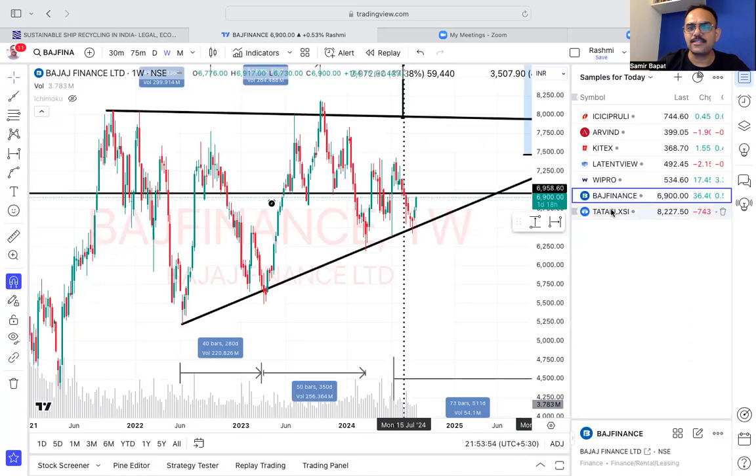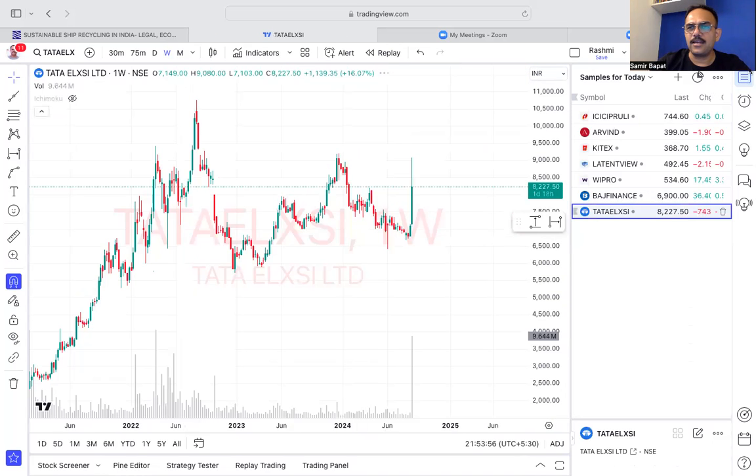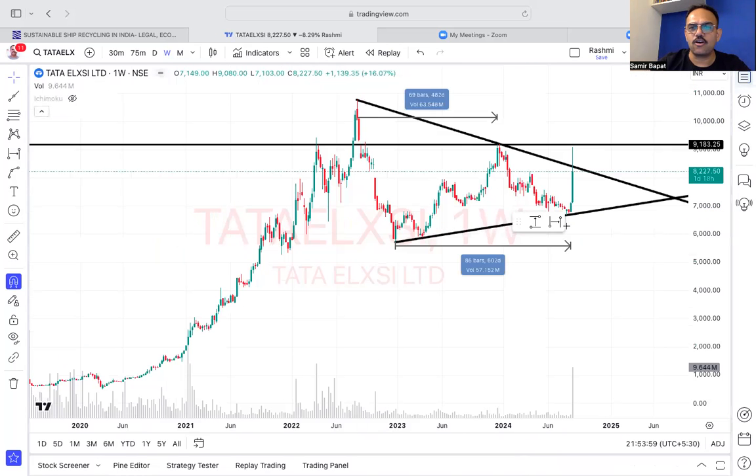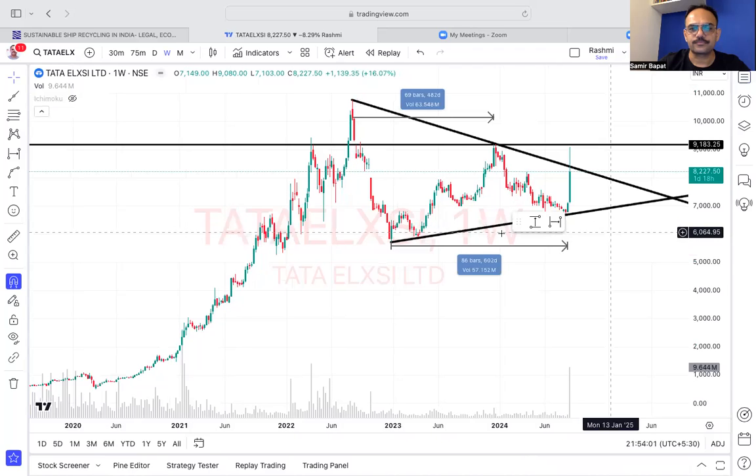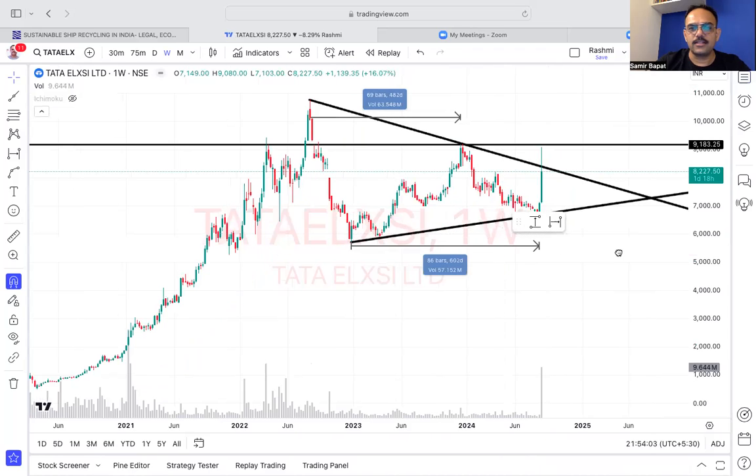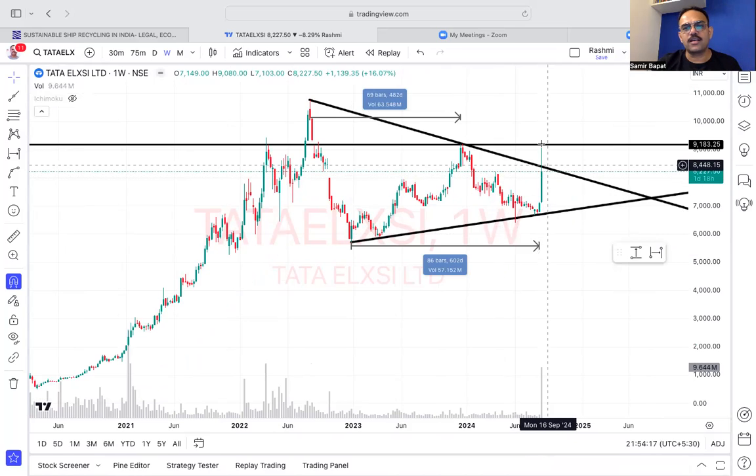Second is Tata Elxsi. Again, this is on a weekly basis. This is again a triangle, right? Top, bottom, and it has gone. It went this week till here. Long wick is there. So it has not closed above the triangle line. It went up, came back on a weekly basis.